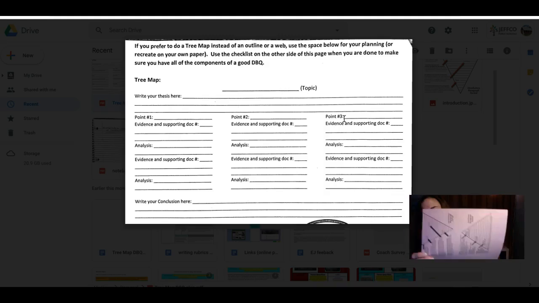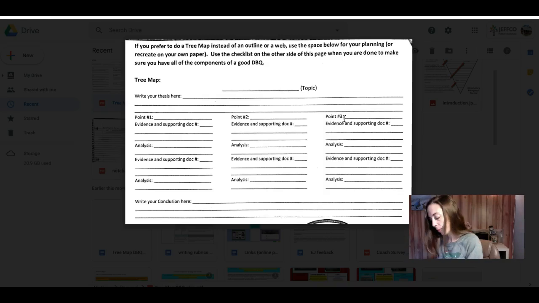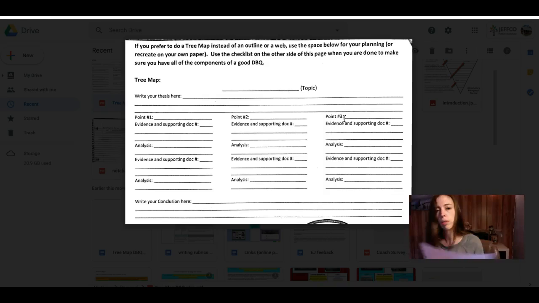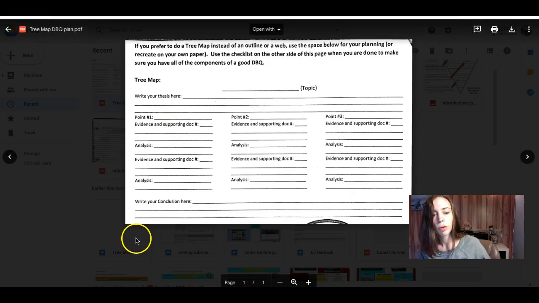I realize that there's only one period, so you may not have finished, and that's okay. But you want to make sure that you've at least gotten an idea down of a plan and what evidence you might use and what your thesis is going to be. Those are my goals for you for this class period.